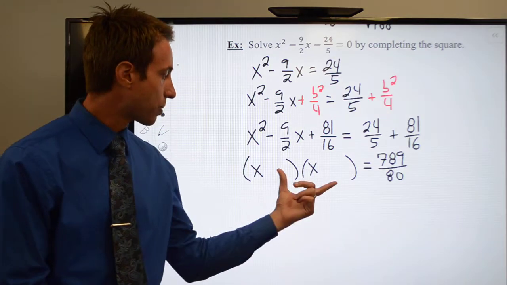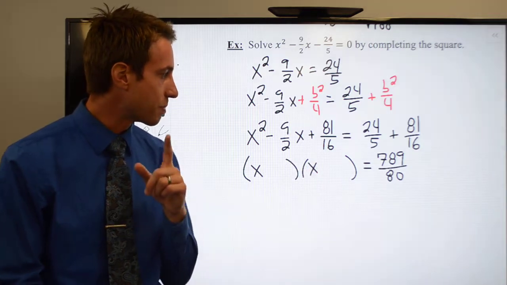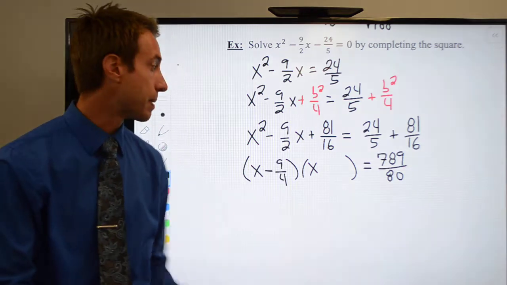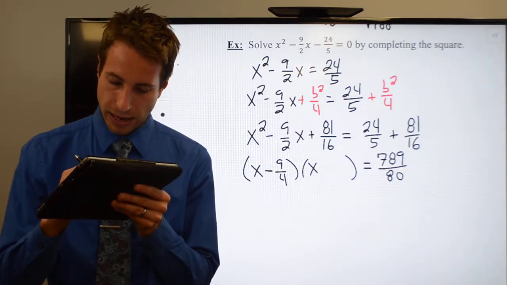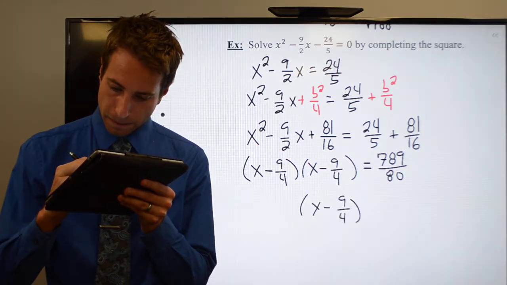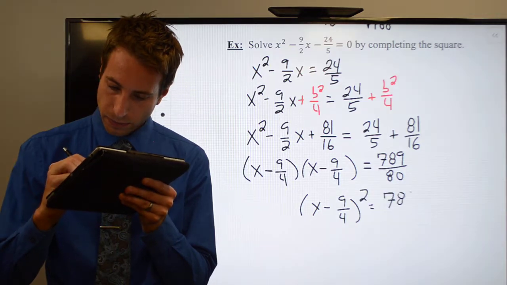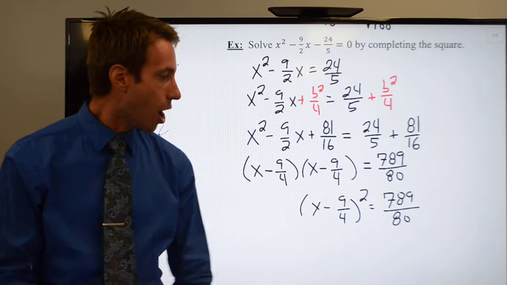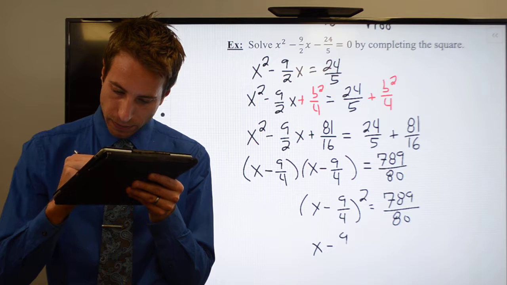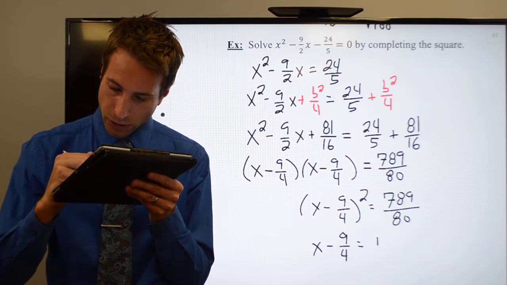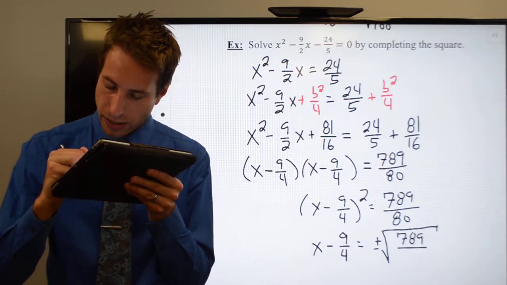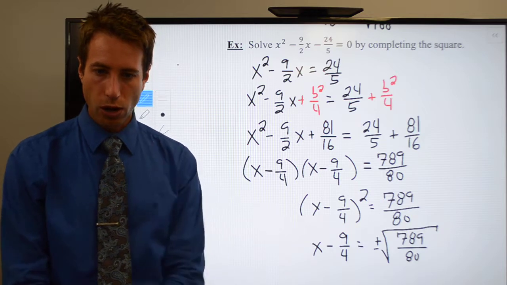And then I need two numbers that multiply together to get me 81 over 16, which of course would be 9/4. A minus 9/4, right? It's got to be minus because this number is negative. So a minus 9/4 and a minus 9/4. We're going to take the square root of both sides. Don't forget your plus or minus. 789 all over 80.